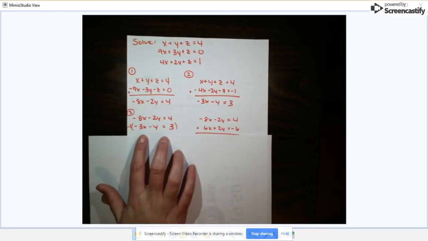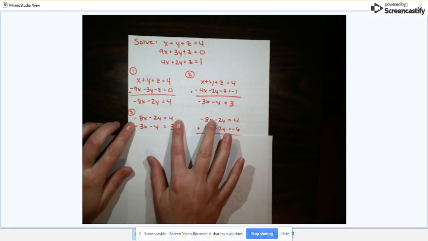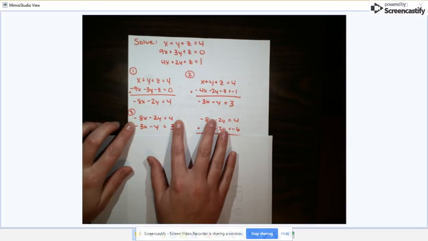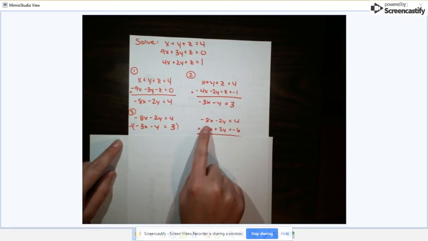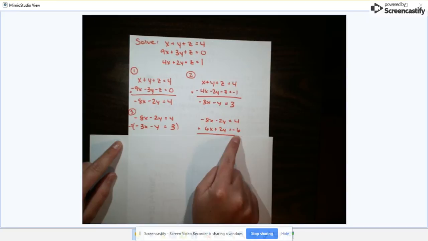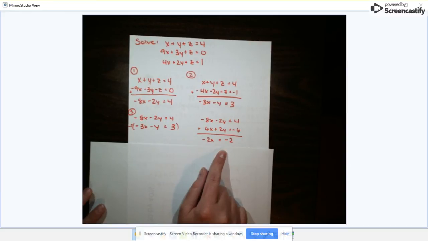So I took them and rewrote them right here. Obviously, nothing's going to cancel off between the two. Our y's are closest to canceling off those. So I'm going to multiply my bottom equation by a -2. So you see that here. Top equation stays the same. Bottom equation multiplied by -2 looks like this. And now I add them. So I'm left with -2x equals -2. Solve that to get x equals 1.